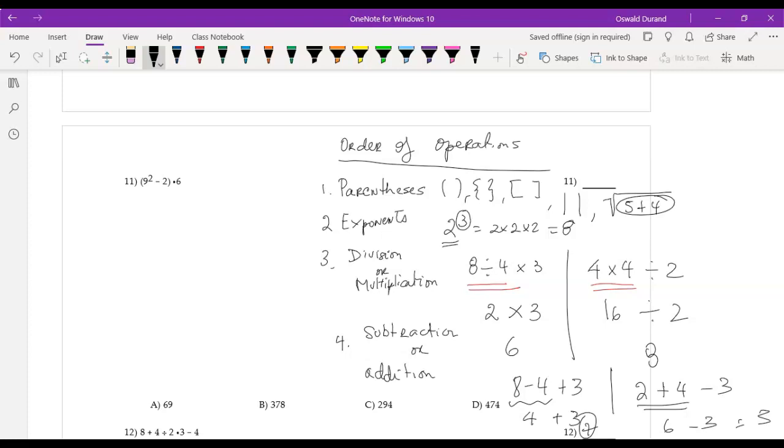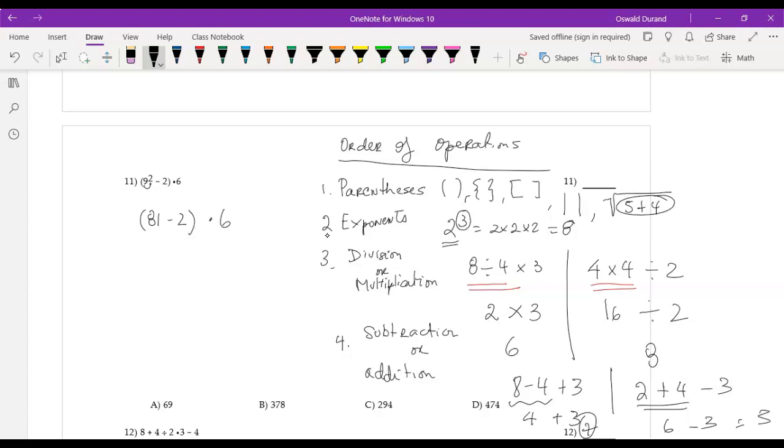All right. Now, let's do some problems, so that we can see the application. Let's do number 11 here. We have 9 squared minus 2 inside the parentheses. We need to evaluate whatever is inside the parentheses, but inside the parentheses we also have exponents. So within the parentheses, we still need to follow the order of operations. So we need to evaluate this 9 squared, which is 9 times 9, 81. So we're going to put 81 here, and we're going to subtract 2, and then times 6.